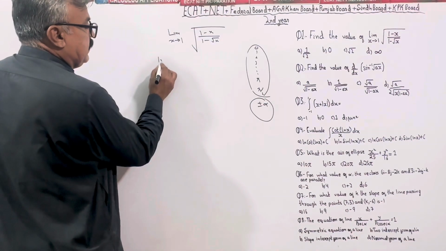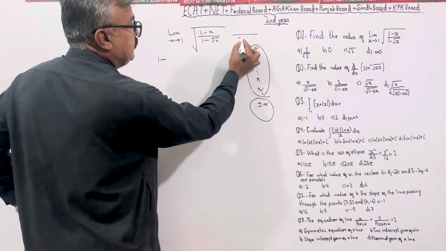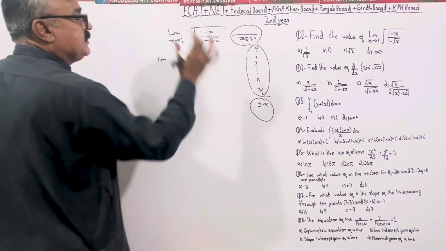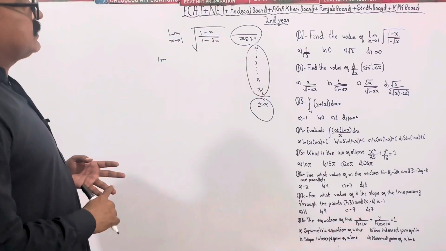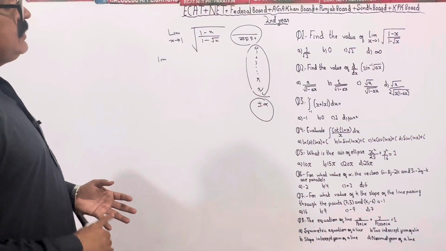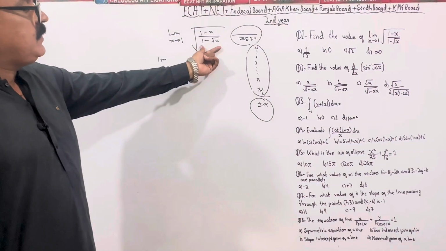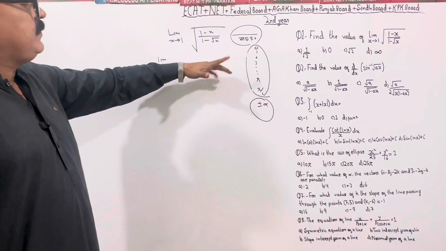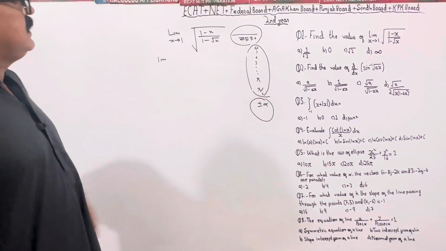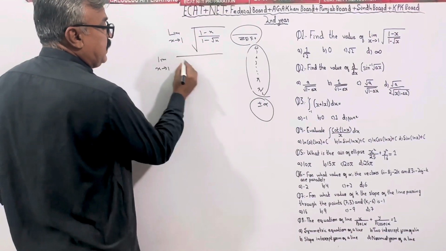Okay, limit: if we put 1, 1 minus 1 is 0, so we cannot divide by 0. You have to take care of this in case of continuity, discontinuity, function defined, not defined, or in case of limit, or in domain. Here the denominator vanishes, so we have to switch over to another technique.